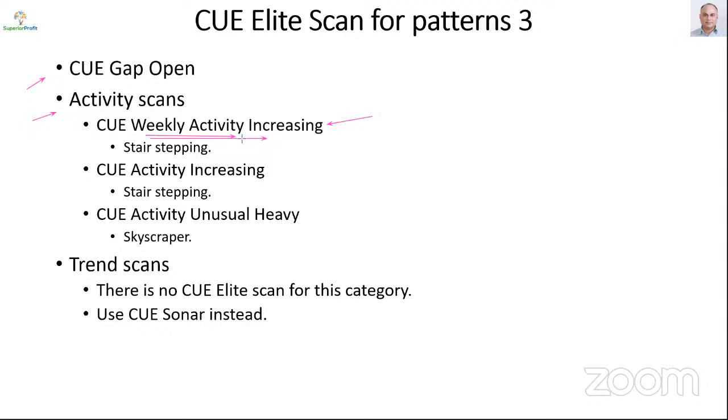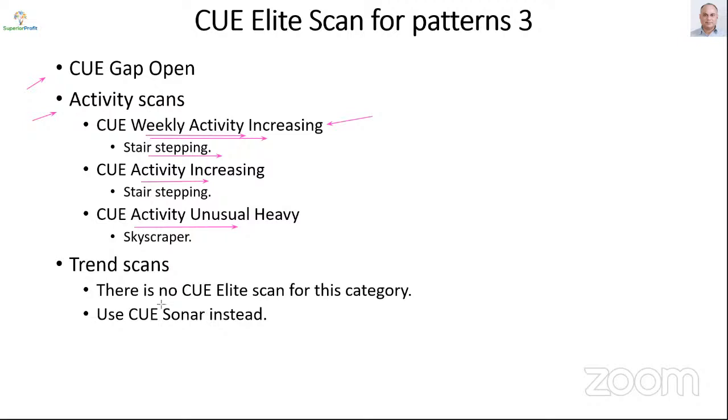You may use these scans at that time only at the end of the week, because weekly scans are effective only after the weekly bar is closed. So this is for weekly stair stepping. Q activity increasing for daily stair stepping. Q activity unusual heavy skyscraper.